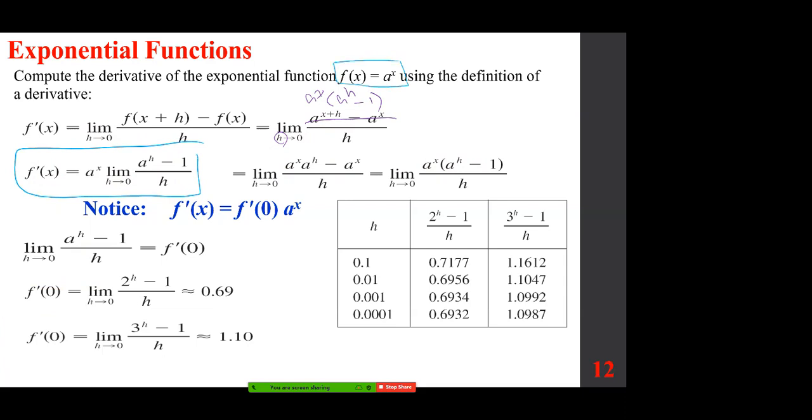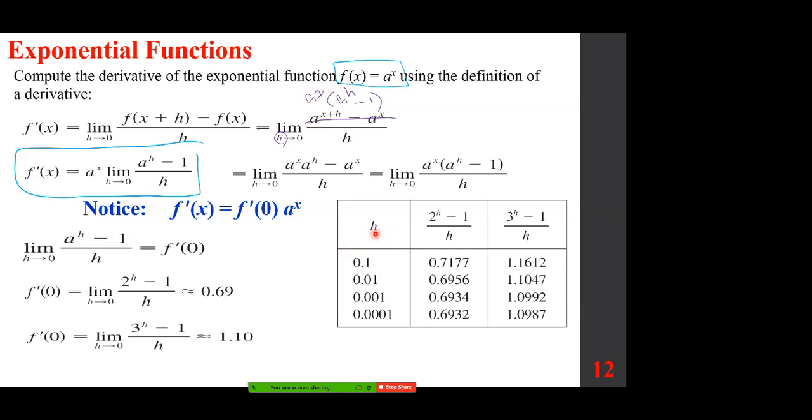The idea is, what if there is a number that this piece becomes 1? If that number exists, everybody, then f prime of x becomes a to the power of x. That means a function and its derivative are identical. Is there such a number? I want you to pay attention to this. Never mind the rest. So we came up with the derivative and we want to compare it to the original function. So what they do is the numerical analysis.